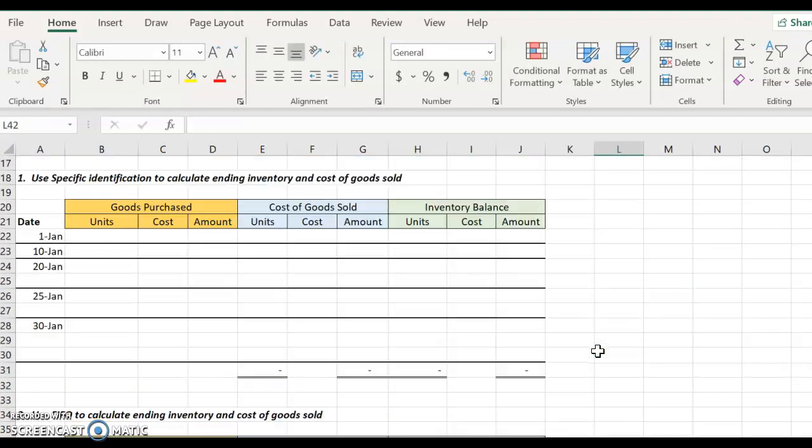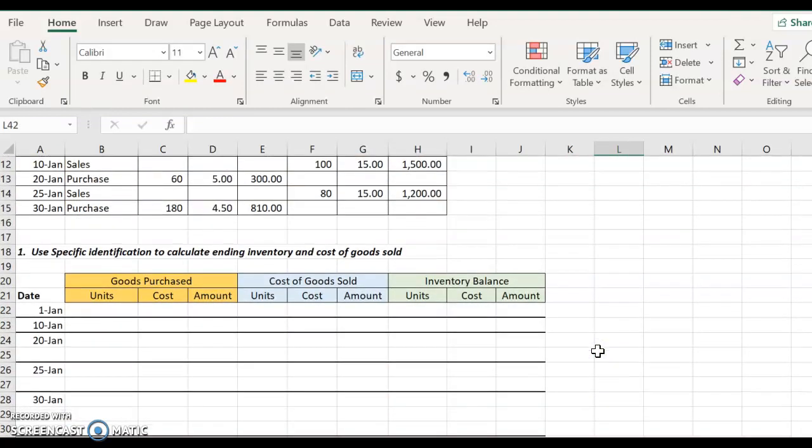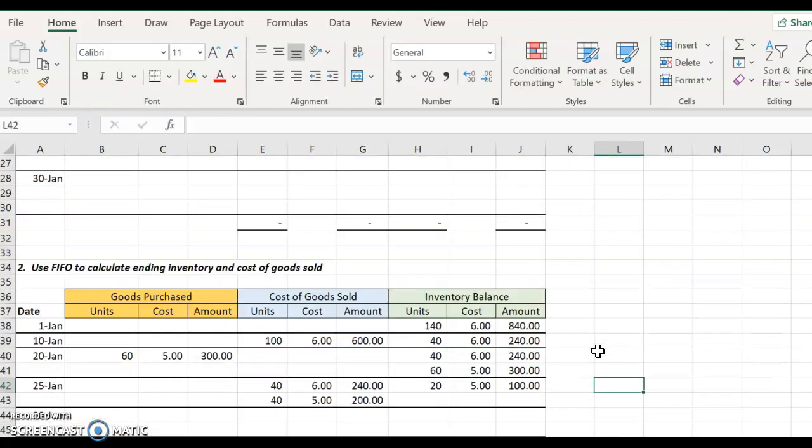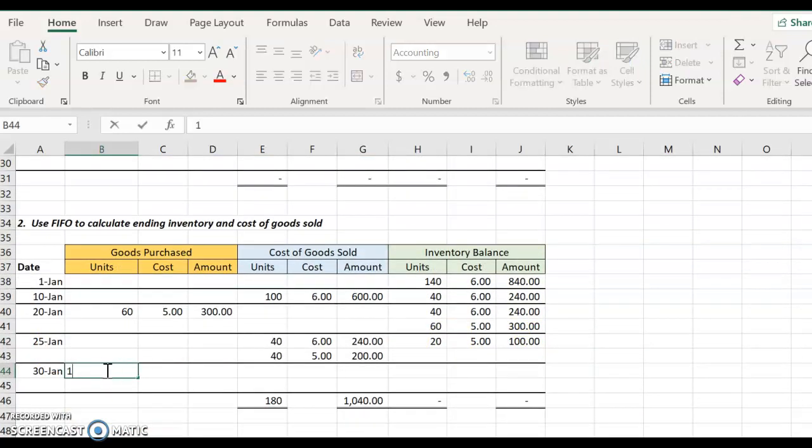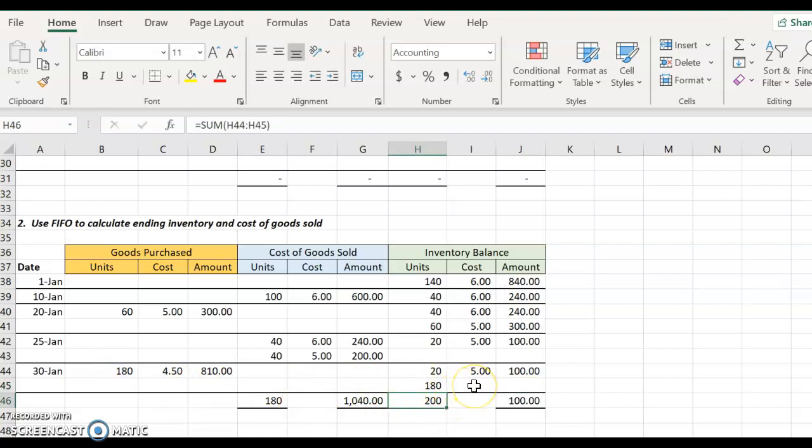On the 30th, we purchased 180 units at $4. So my ending inventory is the 20 units at $5, and the 180 units at $4.